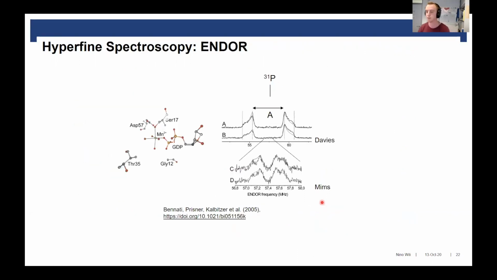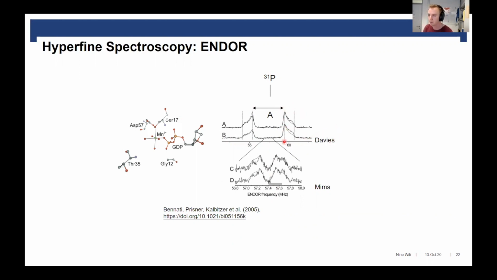And with this, you can get some very nice spectra. So this is an example of manganese GDP inside a protein, and you can measure the coupling between the electron spins on the manganese atom and the phosphorus. So here at W band, the phosphorus frequency would be around 57 megahertz. But then you see a splitting if your RF frequency hits these transitions. You see the splitting, which has an isotropic component, so they are always basically apart. And then you have some anisotropic dipole component on top of this.